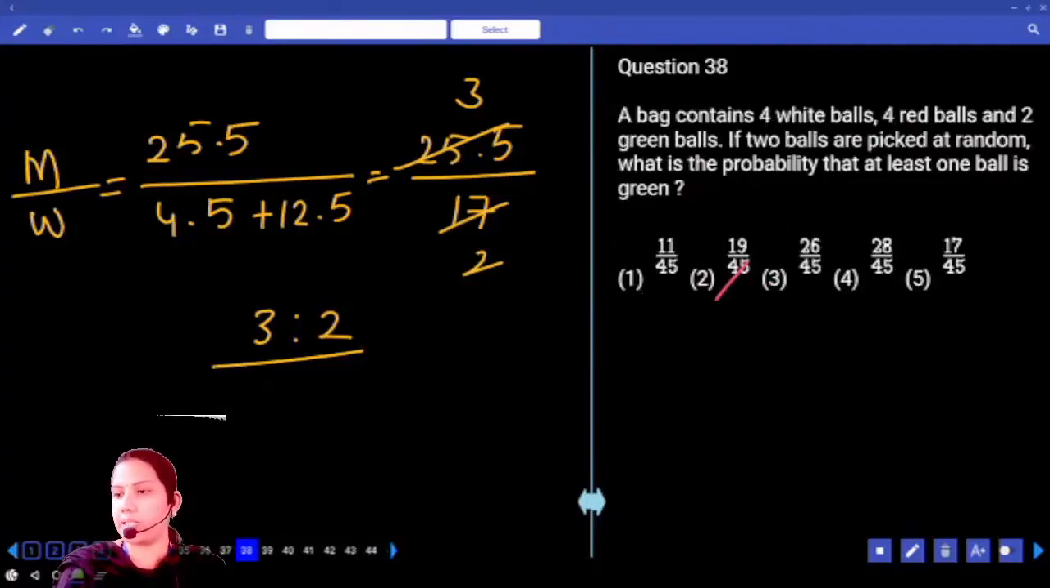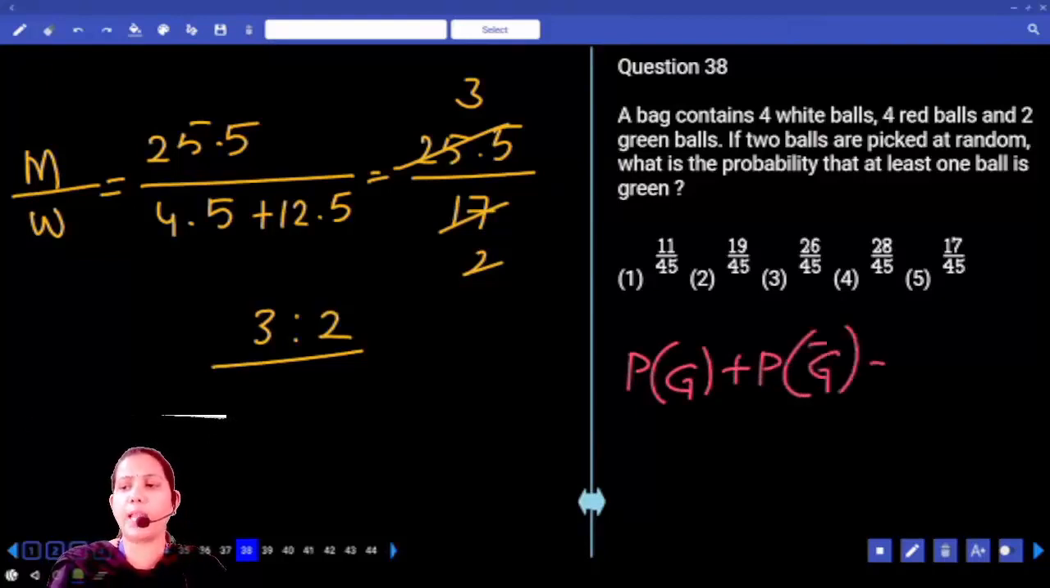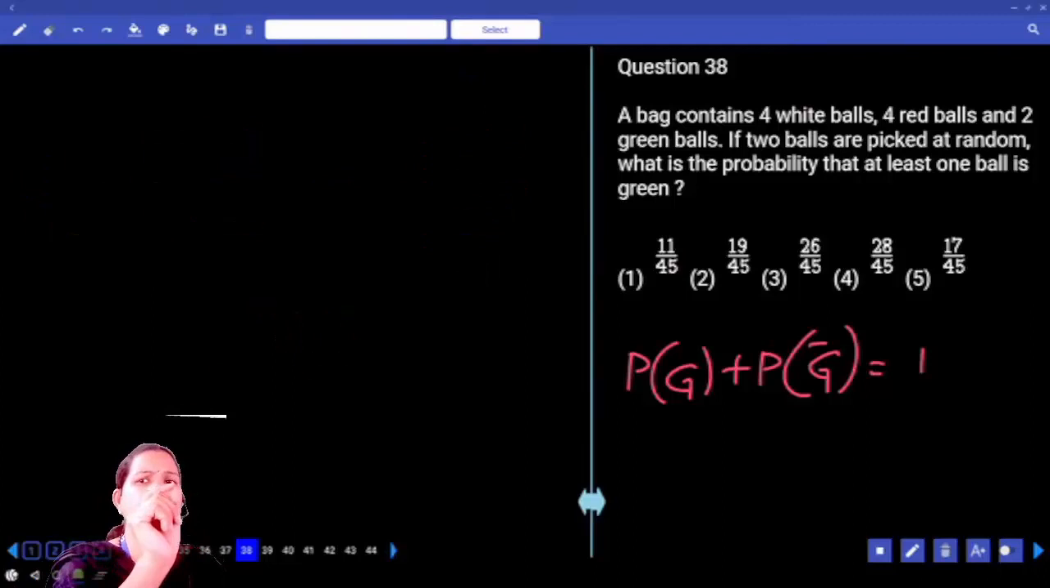Next, question number 38. A bag contains 4 white balls, 4 red and 2 green. If 2 balls are picked at random, what is the probability that at least 1 ball is green? Probability of green plus probability of not green together is equal to 1. Your question is the probability of at least 1 green. I want to find the probability that none is green. How many balls do we pick? 2 balls. How many balls do you have? 10.